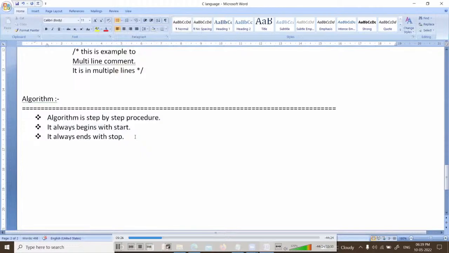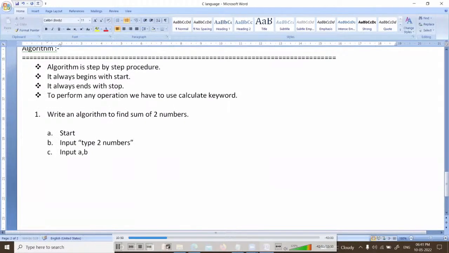Now it is nothing but step-by-step procedure. First step, it is always start. To find the sum of two numbers, what we have to do? We should have two numbers, no? We have to read two numbers. Reading means we have to use input keyword. Input. What is the question? Type two numbers. You have to type two numbers. After that, what we have to do? We have to read. The numbers are A, B. I am thinking first number is A, second number is B.